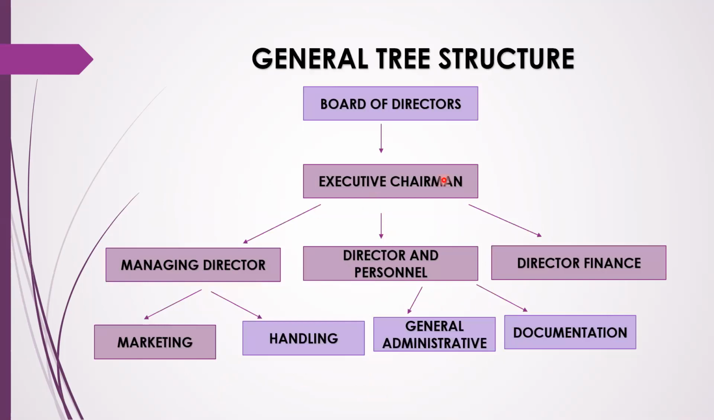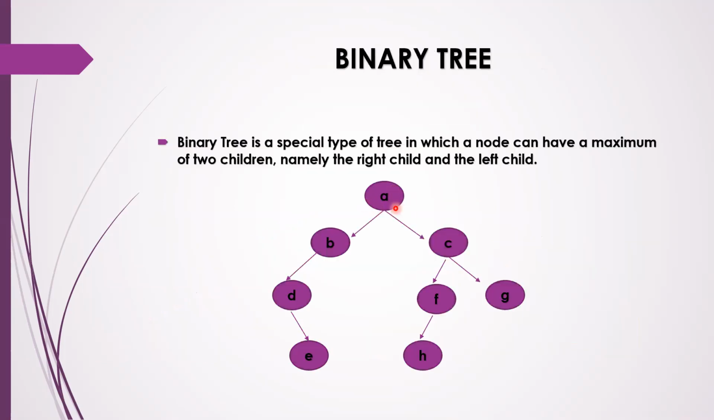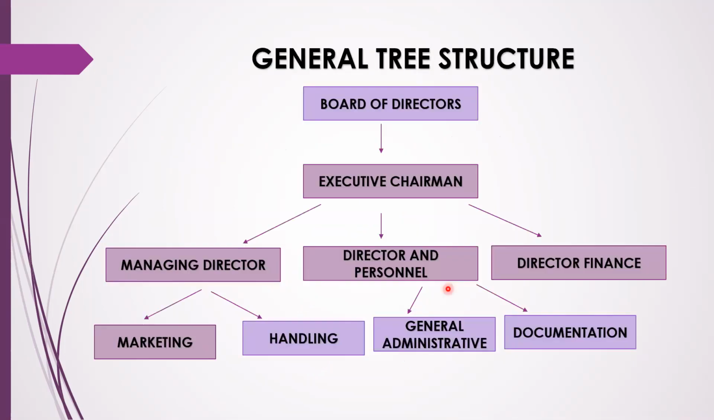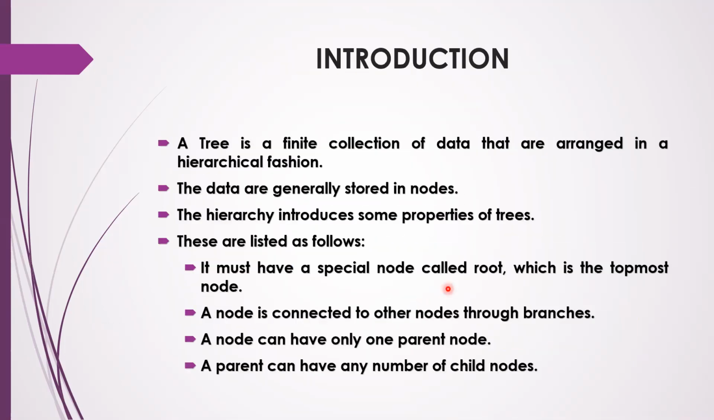If you see executive chairman, it has three children: managing director, director personnel, and director finance. A, which is the root node, has two branches connected to its children, B and C. B has one branch connected to its child node D. D is connected to E with a branch, and E is a child node. F and G are children of C. H is a child of F. So these are the key properties of a tree.